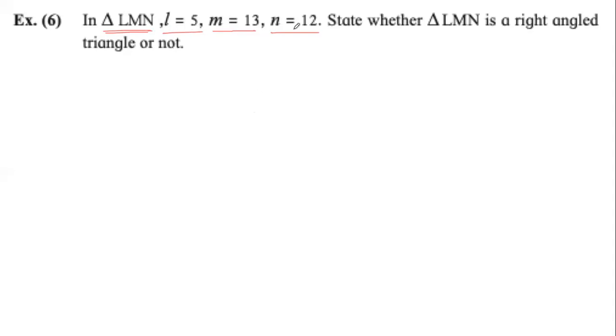So first of all, we see here m is greater than n is greater than l. That means m is the longest side. So if at all it is a right angle triangle, m should be the hypotenuse. So let us see what is m square. 13 square is 169. The other two sides, which are shorter than this longest side, are l and n. Let us take the sum of their squares.